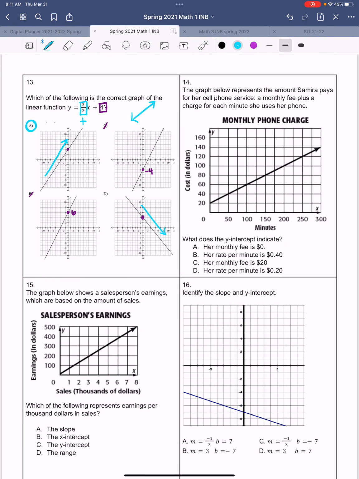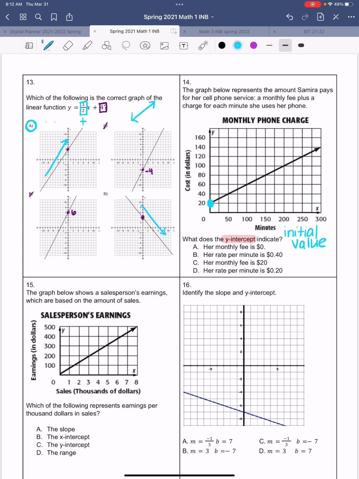All right, number 14. It says the graph below represents the amount that Samira pays for a cell phone plus a monthly fee. So the question here is, what is the y-intercept? So remember, y-intercept is the initial value. So when I look at my y-intercept here, I see that my initial value is 20. So that's how much she's going to pay up front.